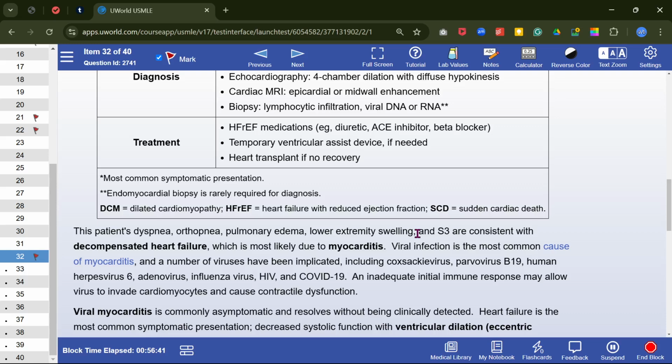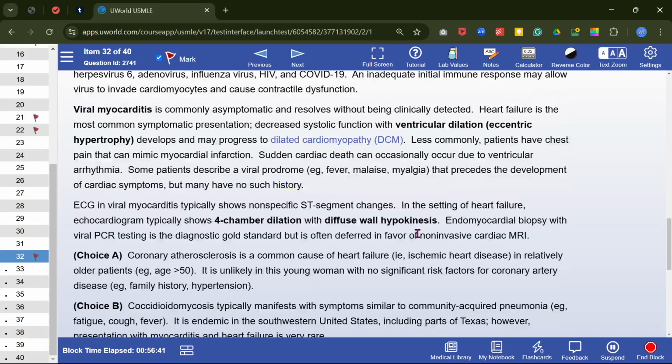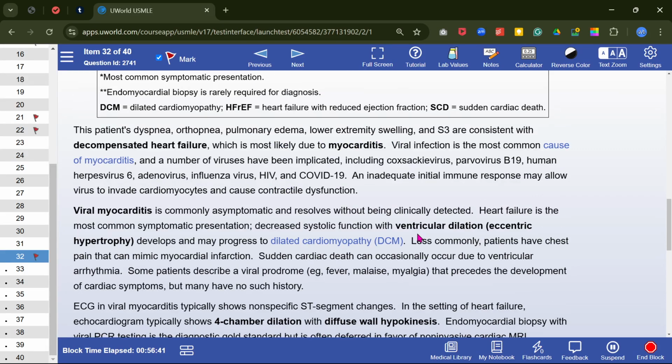An inadequate initial immune response may allow virus to invade cardiomyocytes and cause impaired contractile function. Viral myocarditis is commonly asymptomatic and resolves without being clinically detected. Heart failure is the most common symptomatic presentation.